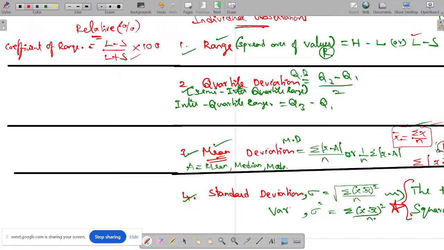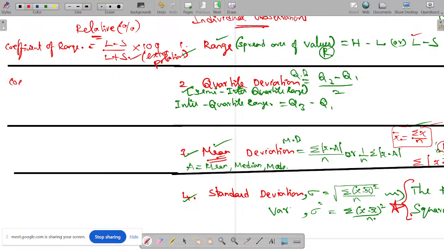The main difference is here we are using something called an extrapolation formula. So you need not worry about the formula. If you want, you can make a note of it. Extrapolation formula means in the numerator we take the difference, in the denominator we take the sum of the values. So this formula is L minus S divided by L plus S into 100.